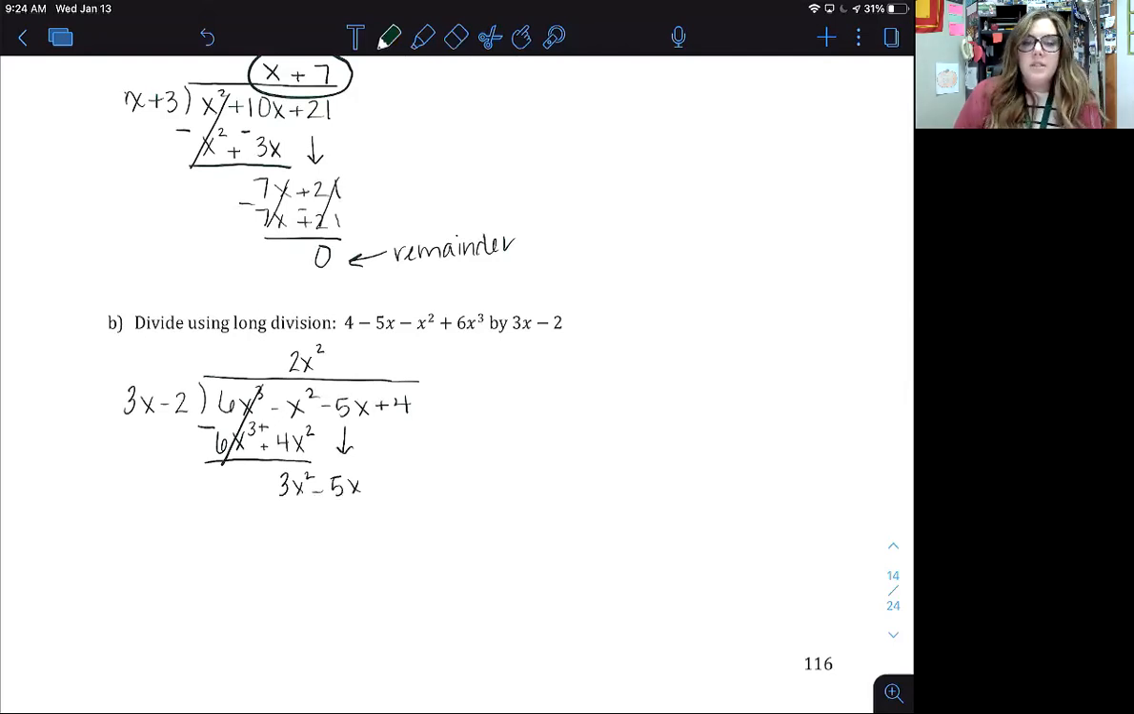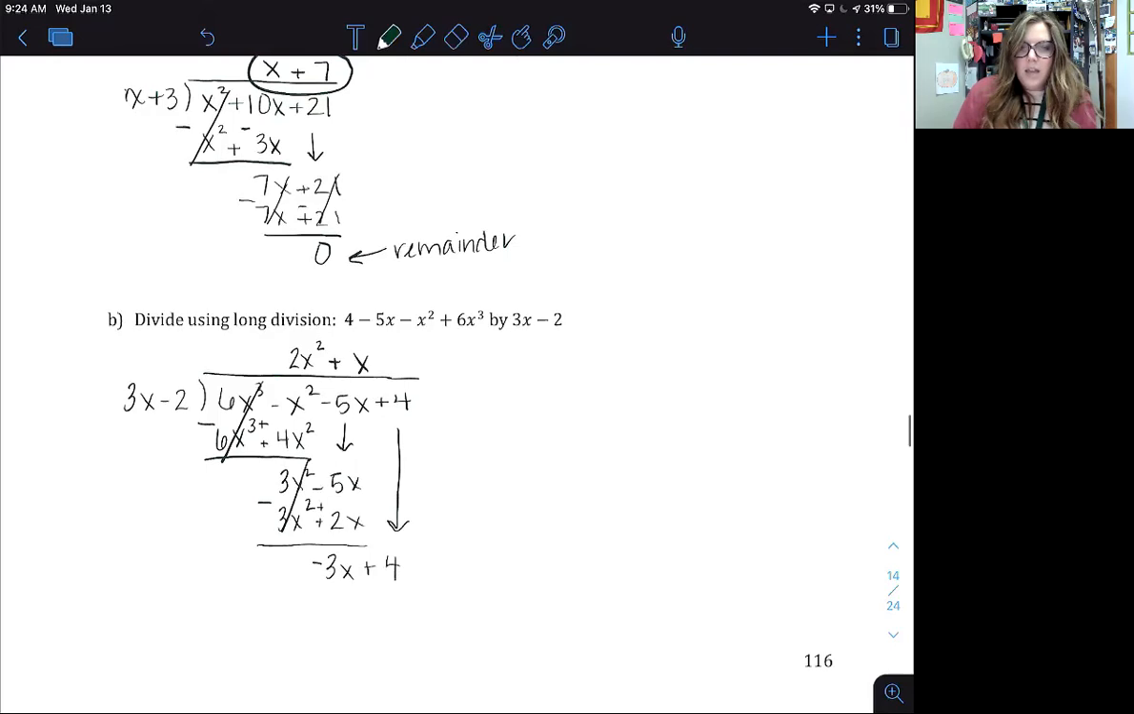All right, 3x squared divided by 3x is x. And then multiply. x times 3x is 3x squared. And x times -2 is -2x. Subtract. So -5x minus negative 2x becomes a positive 2x, which leaves us with -3x. Bring down the 4.